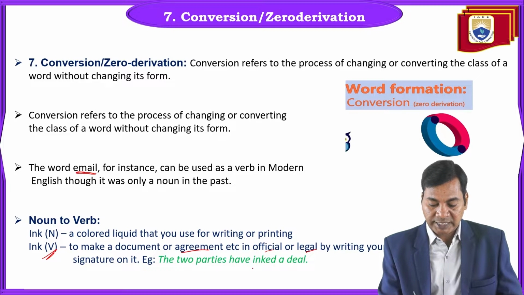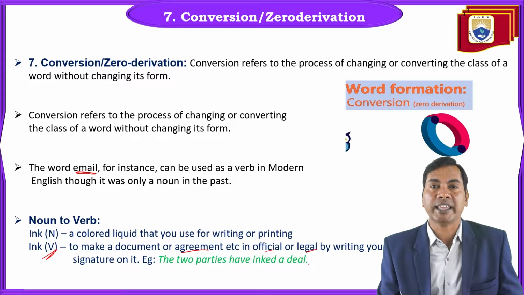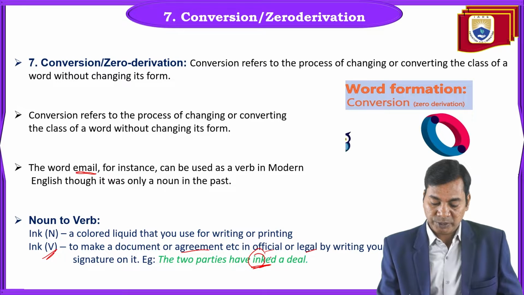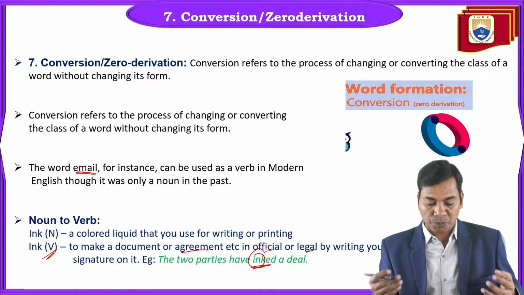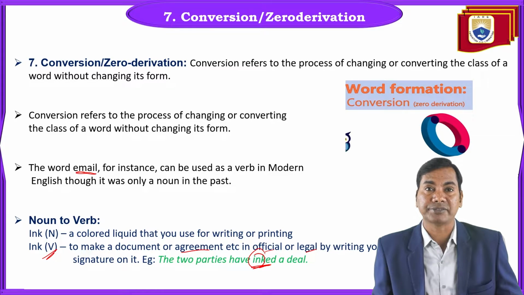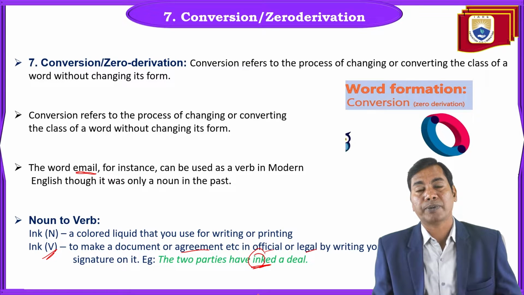Let's look at the example. The two parties have inked a deal. Here I used inked, right? Ink as a verb, I use the past tense verb for this. Inked. Here ink means agreement. The two parties have come to an agreement on a deal. The two parties have agreed a deal. Here inked means agreement as a verb.